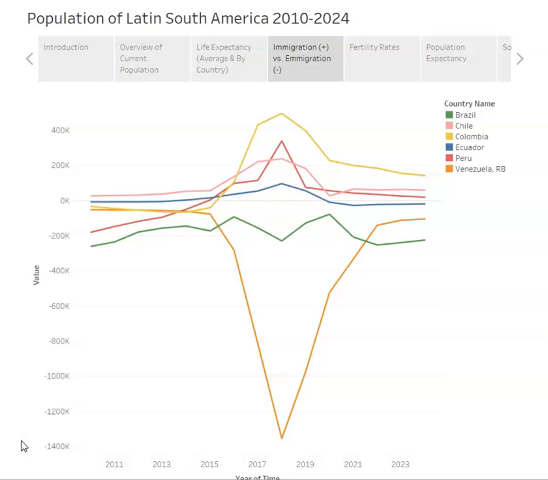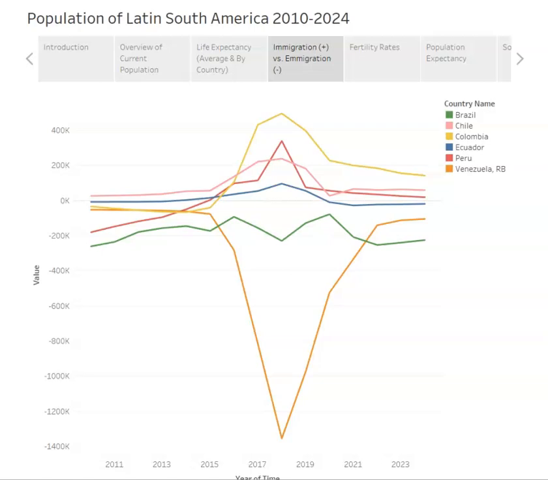Moving on to migration, you'll notice that Paraguay, Uruguay, Bolivia, and Argentina are not included in this visualization. I did that intentionally because those 4 countries had migration statuses that stayed at roughly 0. So I chose to include only the countries that had more dynamic migration patterns. Here we see that countries that had positive numbers had higher rates of immigration, versus countries that had negative numbers had higher rates of emigration.